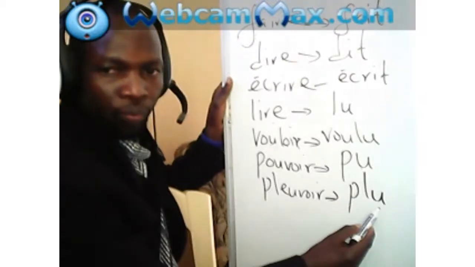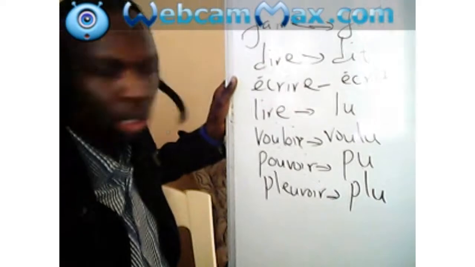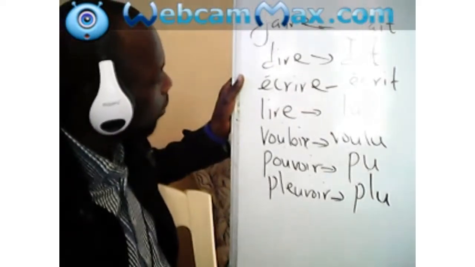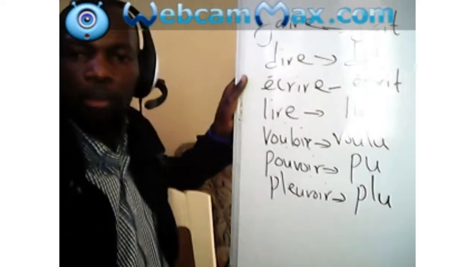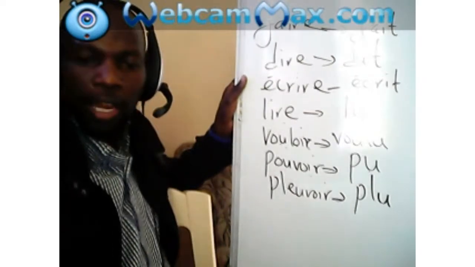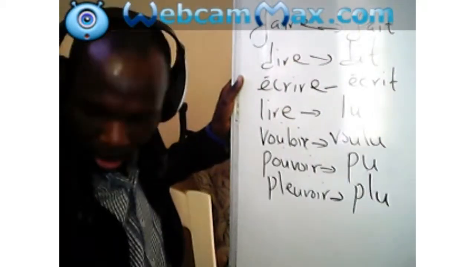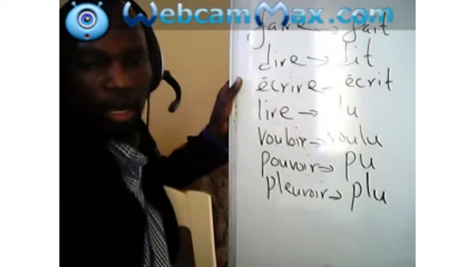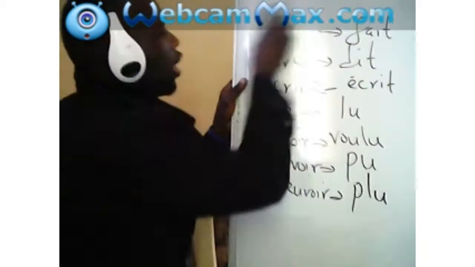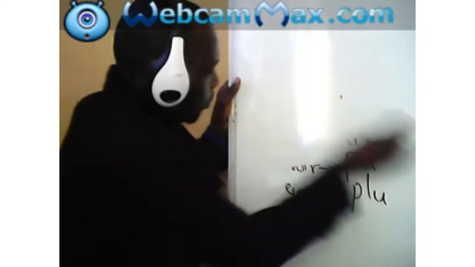Now, we also have other third group verbs ending in IR, just like the second group verb. So what happens with these verbs? Allow me to clean the board again.